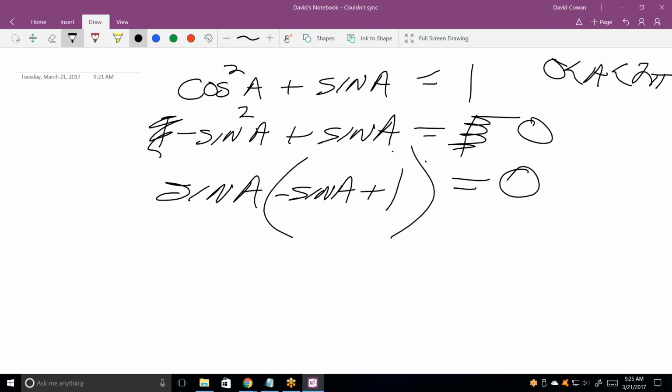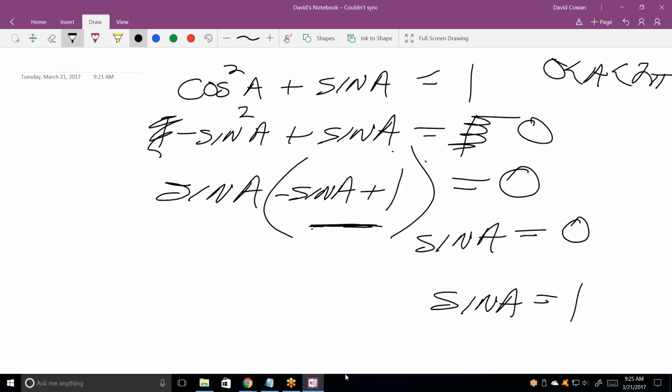Find the zeros. So sine A would just be 0. Well, yeah, that's basically our next step, is set them both equal to 0, which means this gives sine A equals 1, right? Okay, well, where in the unit circle is sine A equal to 0?